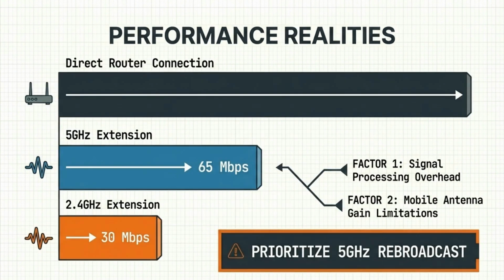Performance realities show that a direct router connection offers the highest speed. A 5 GHz extension reaches about 65 megabits per second, while a 2.4 GHz extension is about 30 megabits per second. Prioritize the 5 GHz rebroadcast.